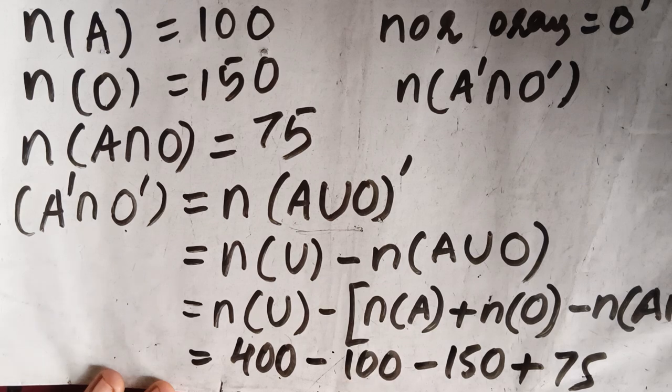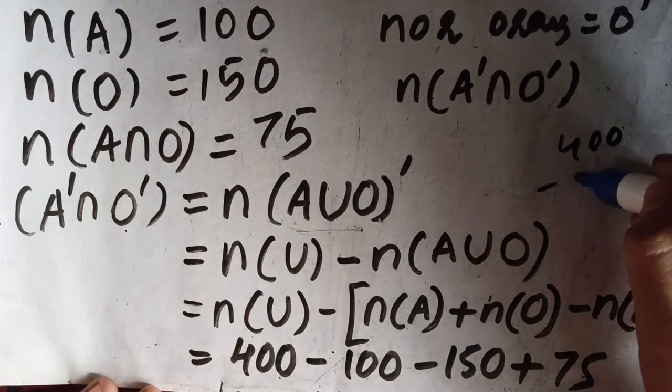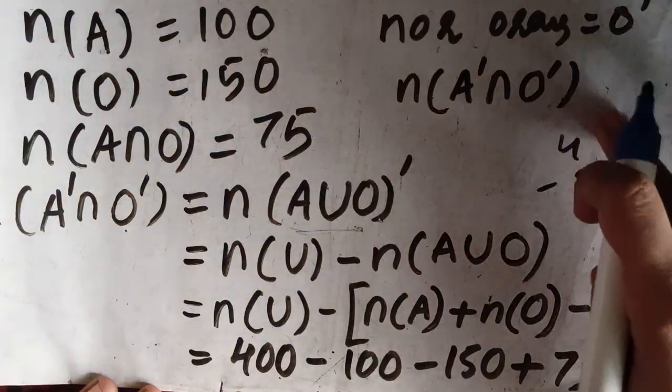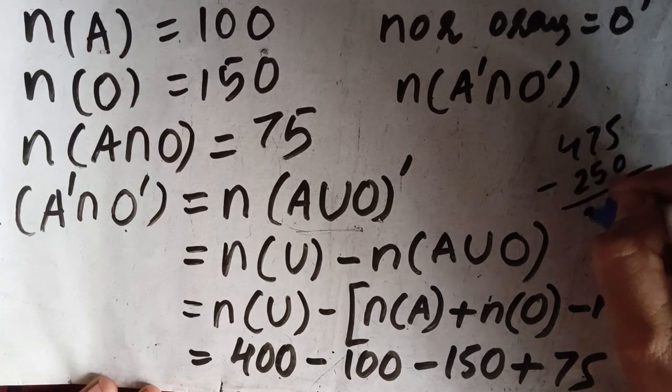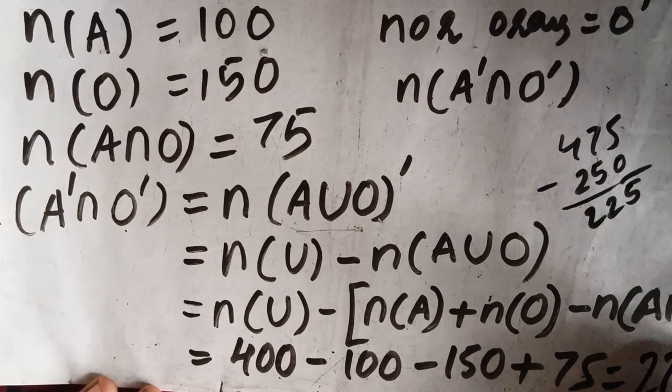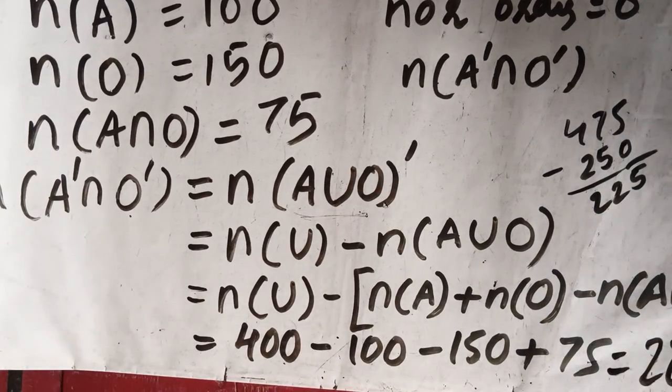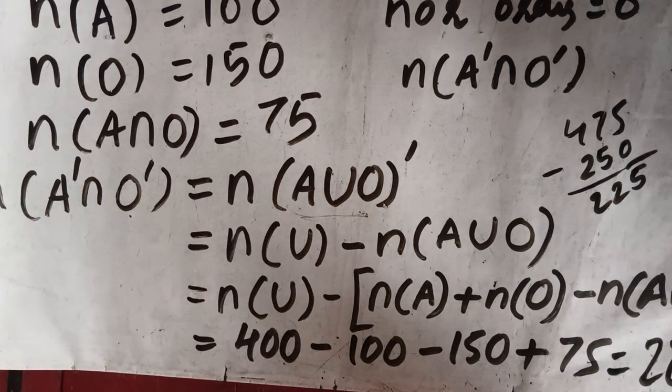So this is 400 minus, 100 plus 150 is 250, minus 75 gives 175. So this is 225. Okay, so A complement intersection O complement has 225 students.